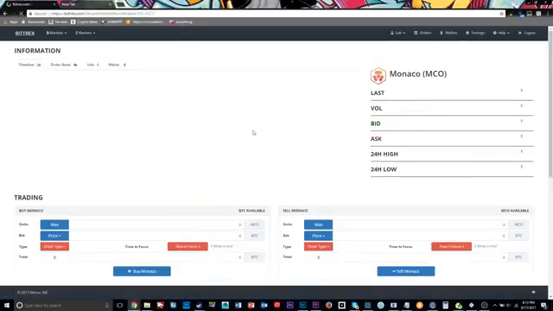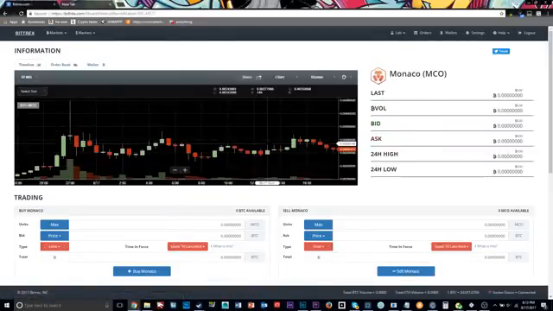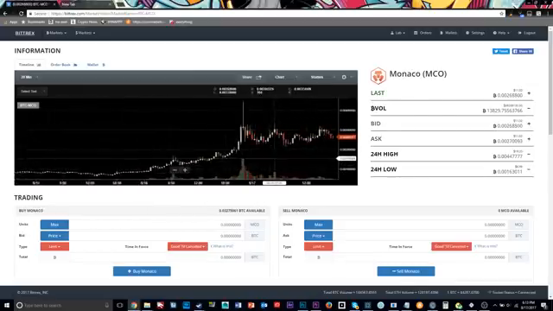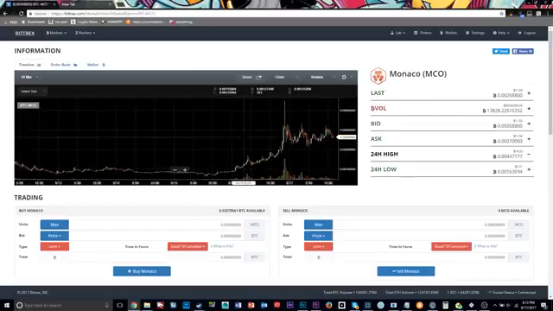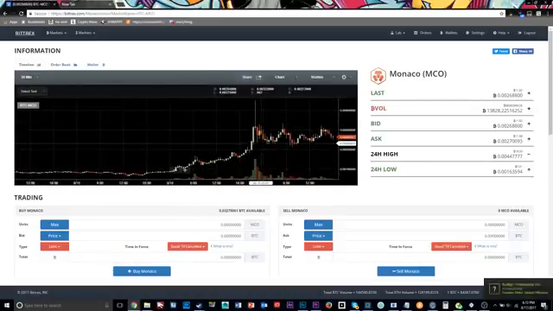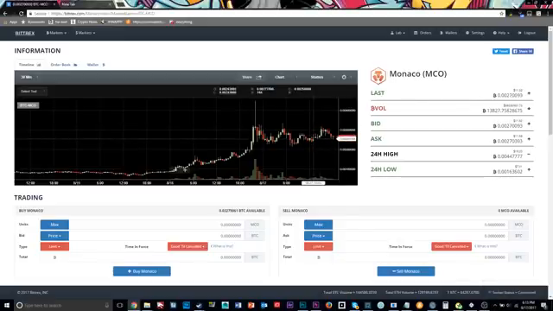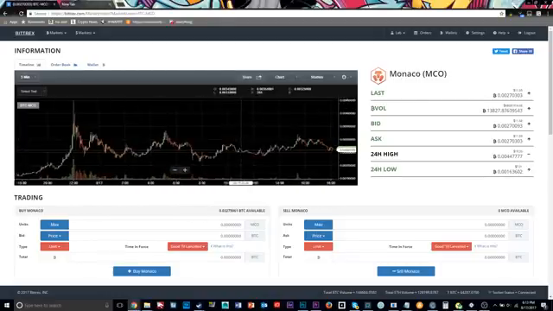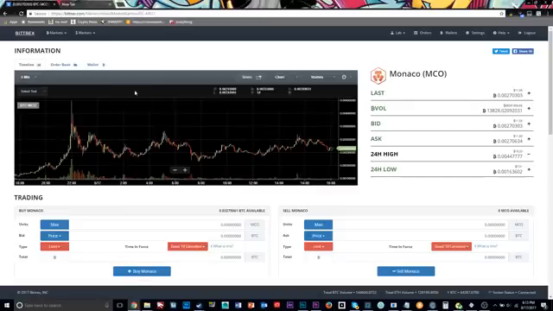So for example, Monaco, which has been moving a lot recently. As you can see, it just recently shot up right here. This is a coin that maybe I would trade here after the pump if it shows that it's not going to just dump out right from the beginning. But this is a very risky coin in my opinion to trade right now, just because you don't really know what the next big move is going to be or if it's really going to stay at this price.